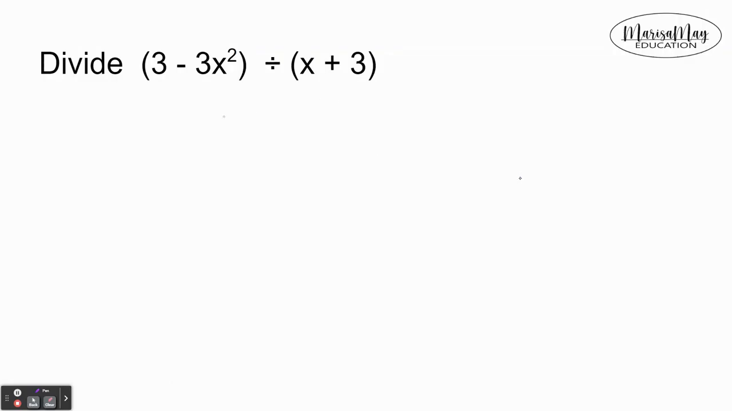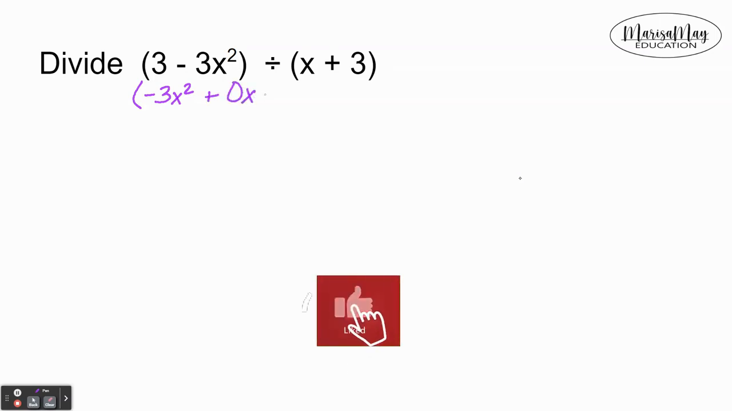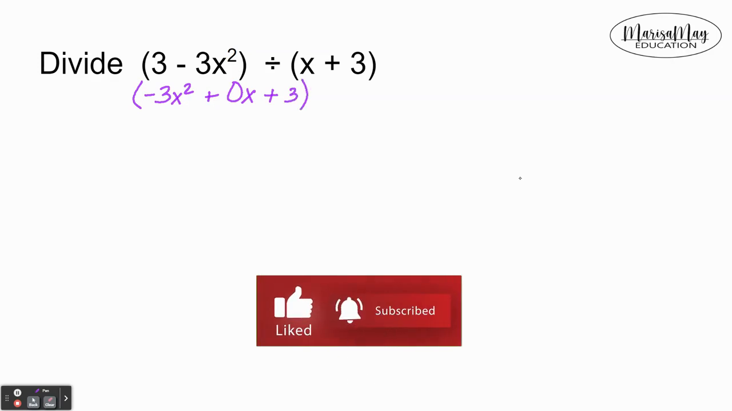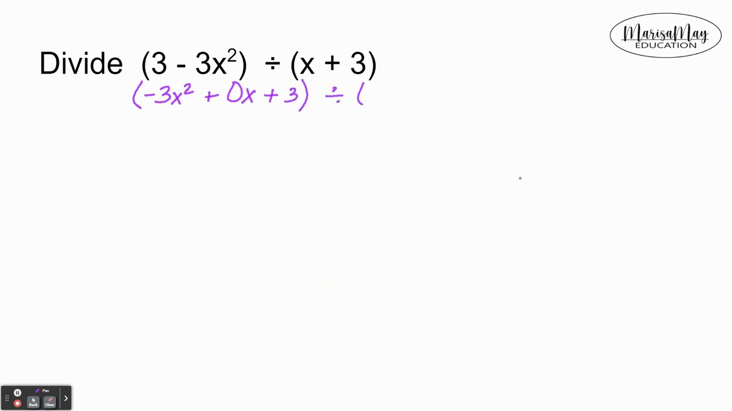In this video, we're going to be doing some division. We're going to take 3 minus 3x to the second, and divide by x plus 3. I want to rewrite this first expression so that it's in descending order, and that just means that the exponents are going down in the expression. I'm also going to put a 0 term for the x term that's missing there, and then I'm going to leave this last one just exactly the same.